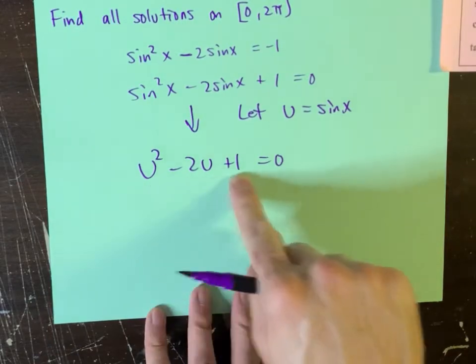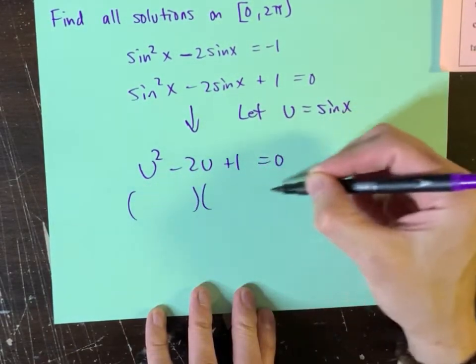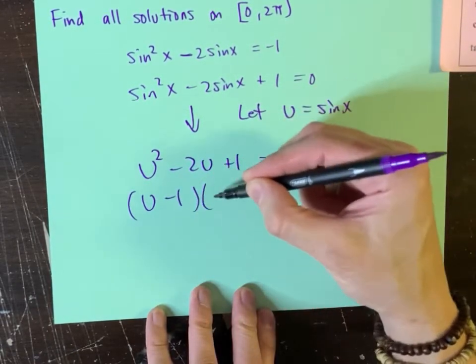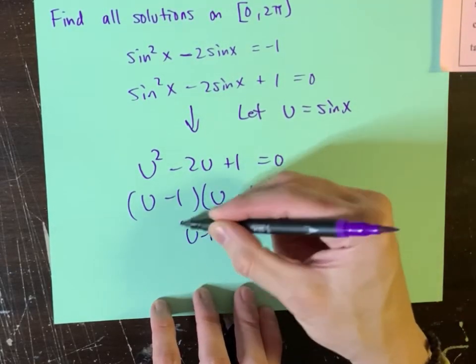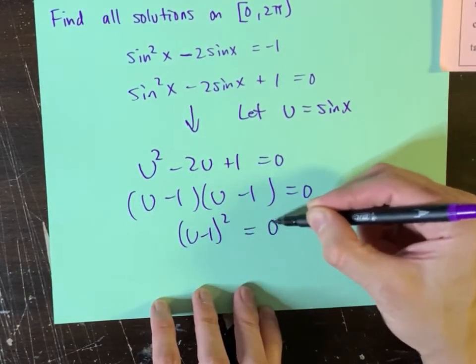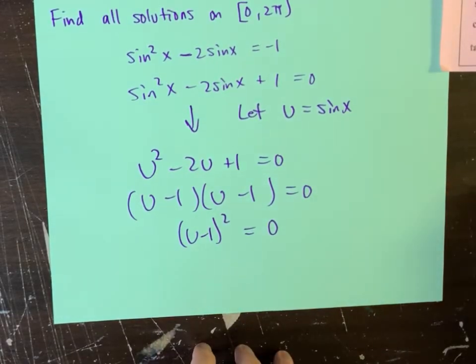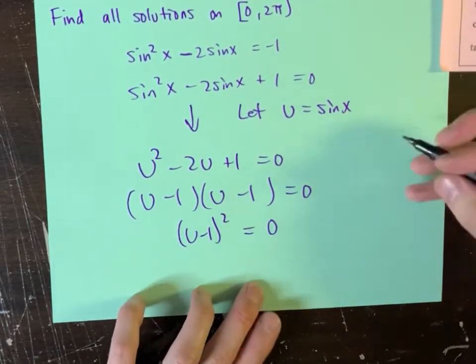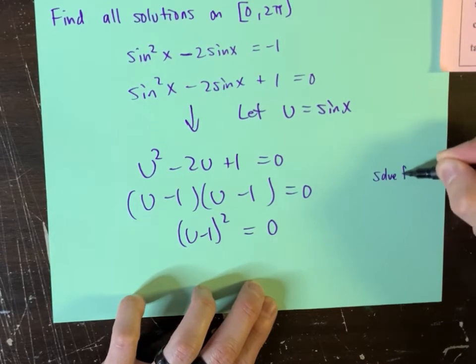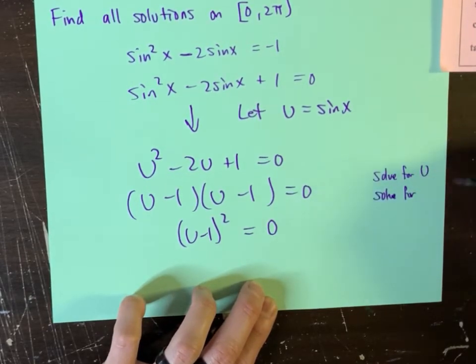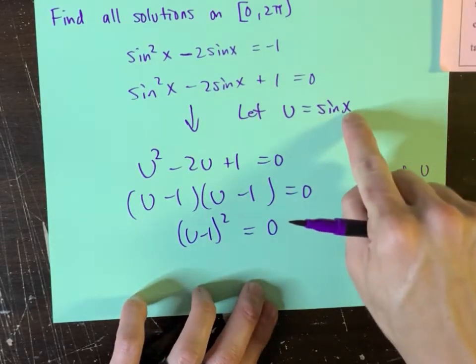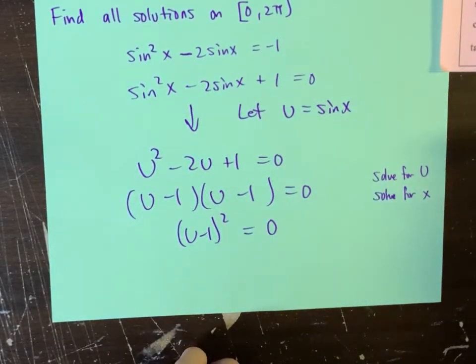And then we can actually factorize this equation. This equation can be factorized to u minus 1 times u minus 1 equals 0. Or if you want to think about it, it is u minus 1 squared equals 0. Now what I'm going to do is solve for u, and then I'm going to solve for x, where x is the angle. Okay? So let's solve for u.